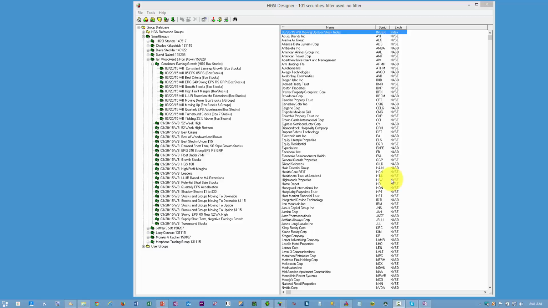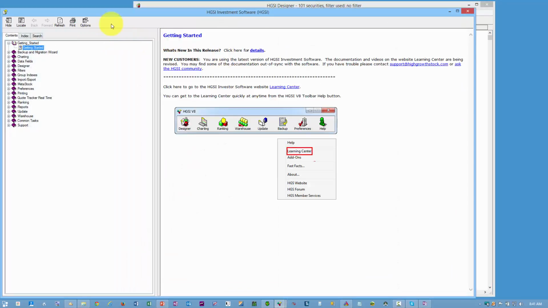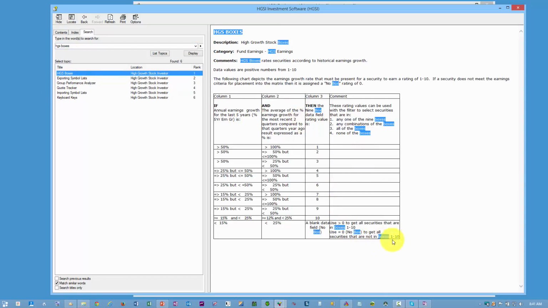One of the themes of this workshop is box stocks. Now, for the new people who are unfamiliar with box stocks, if you go to the help file, go to the table of contents, and do a search for HGS boxes, this will come up. If you double click on that, this will explain the parameters for box stocks.